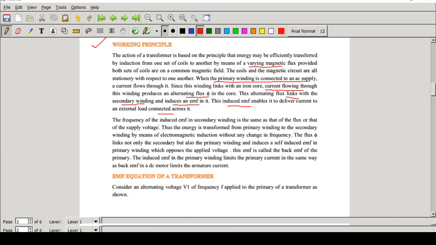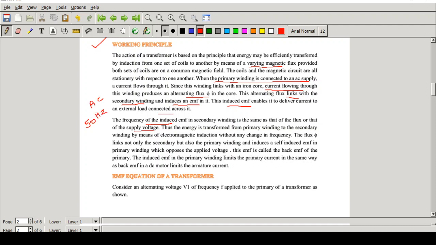Now another thing is that whatever is the frequency of the induced EMF in the primary, it will be the same as that in the secondary, and this will be equal to the frequency of the supplied voltage. So for AC voltage, we can take the frequency as 50 to 60 Hertz. Normally we take it as 50 Hertz.